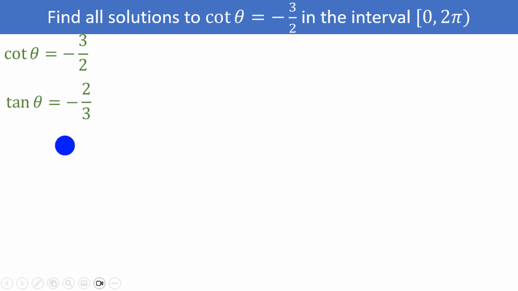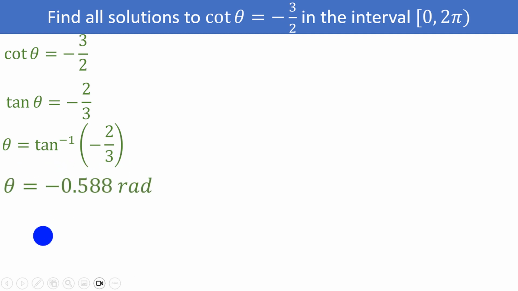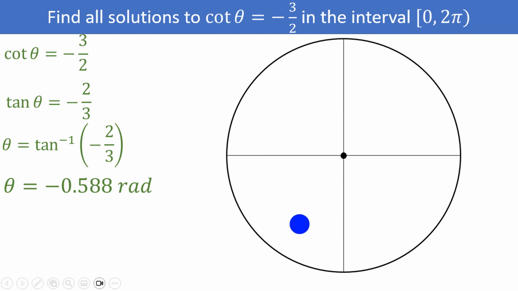We can take the inverse tangent of both sides. We will get that theta is equal to the inverse tangent of -2/3. If we plug that into our calculator, and our calculator is in radians, we will get that theta is equal to -0.588 radians. So let's think about where that is on a unit circle. -0.588 radians, that's a negative angle, so we will be sweeping out clockwise. So it's going to be something right around here. Okay, so the angle of theta equals -0.588 radians would give us a y to x ratio of -2/3, or tangent of that angle would give us -2/3.